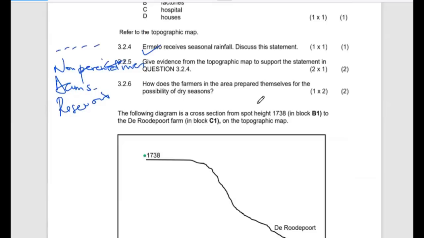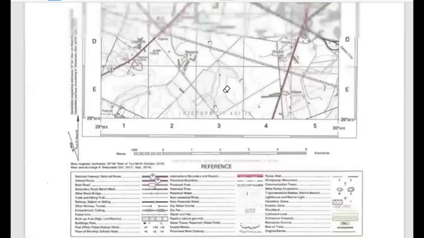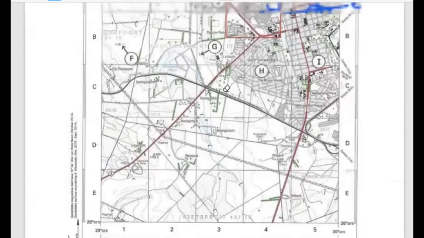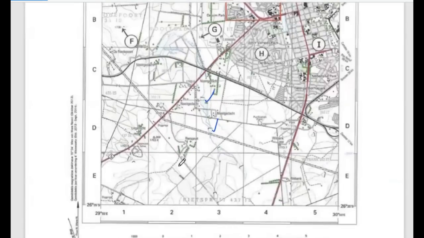How do the farmers in the area prepare themselves for the possibility of dry seasons? The farmers in Emelo, how would they have prepared themselves for the dry season? Right. If we check here, we have quite a number of dams. This, for example, here, this is a dam. This is a dam, as you can see there, right? If you also check, we have another dam. Another dam is here. Yes.